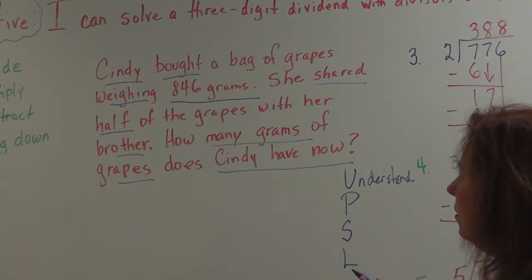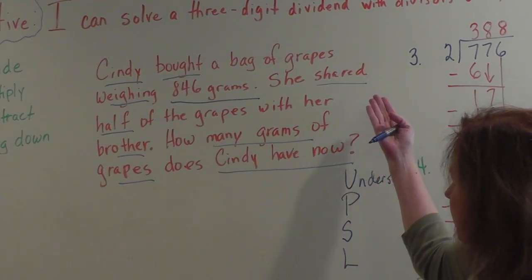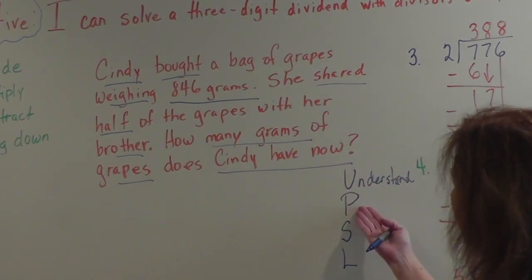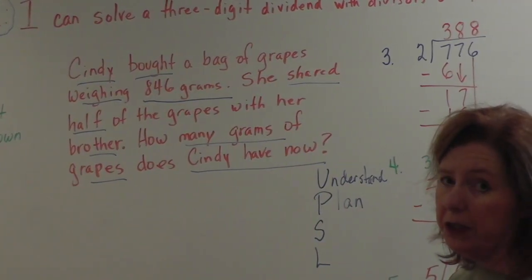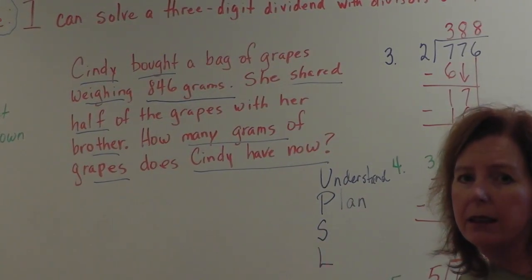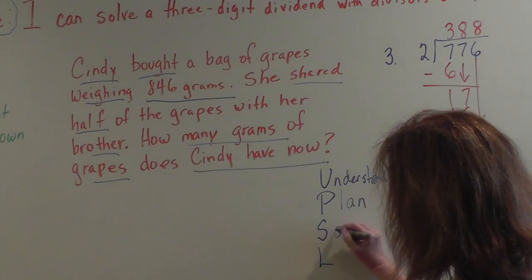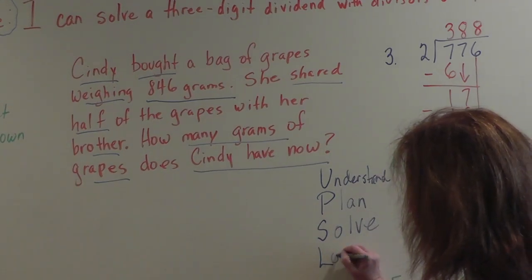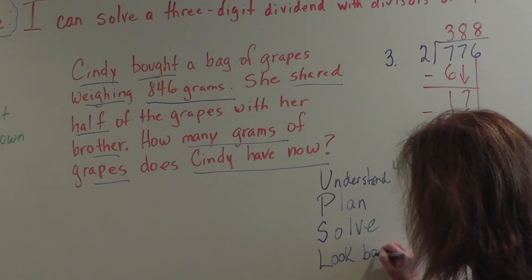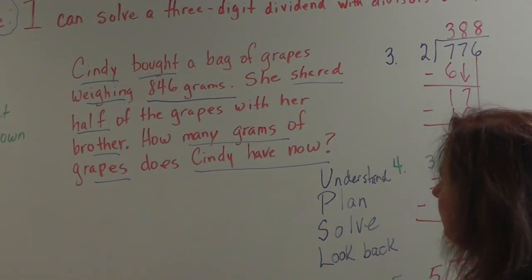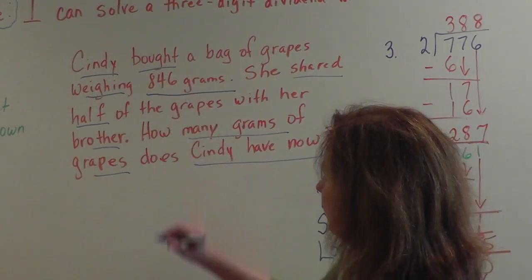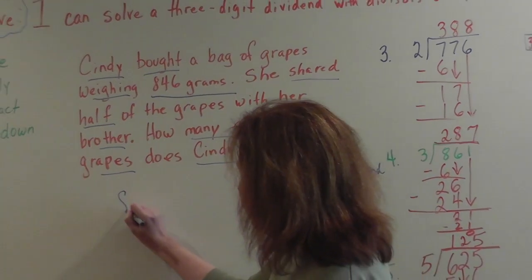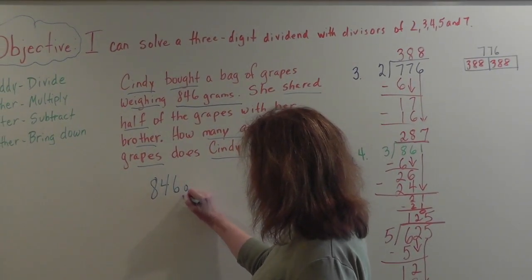So I know that I'm going to understand the problem. Now the next step is to plan. I know I'm going to have to use division, because sharing means to divide. That's a clue word. And then I solve, and then you look back and check your work. Okay? So, Cindy bought a bag of grapes weighing 846 grams. So I'm going to put 846 grams.